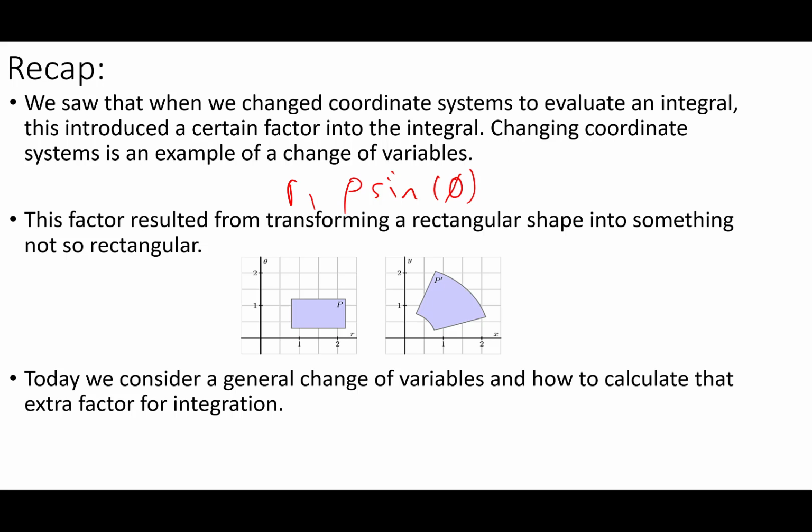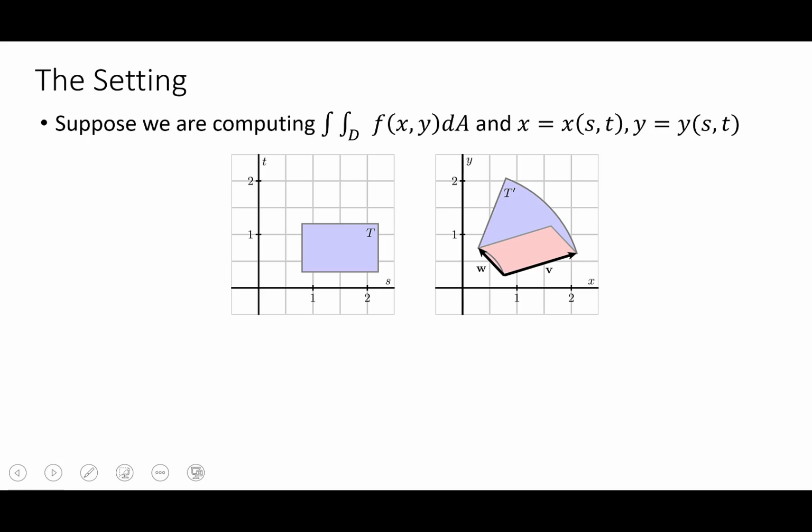Now remember, this was resulting from doing a transformation. It was coming from taking a shape and then changing it into another shape. It's basically taking a rectangle and changing it to something that's not really a rectangle. So today we're going to consider a general change of variables and how to calculate that extra factor for integration. And we'll see why we would want to do that later.